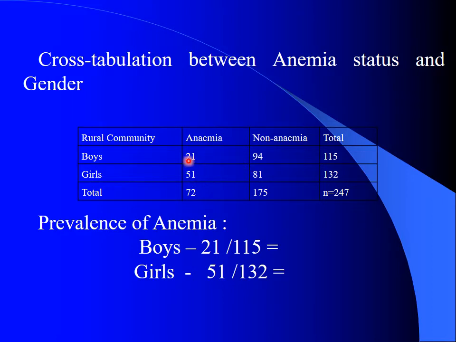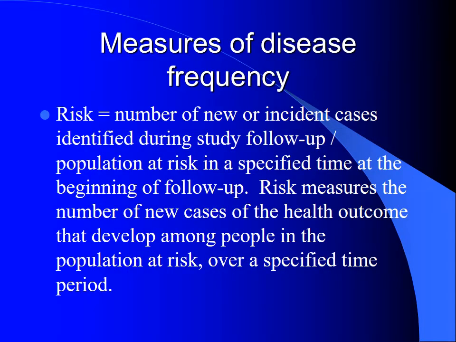So then what is the proportion of anemia among boys, which is 21 divided by 115, and what is the proportion of anemia in girls, 51 divided by 132. If you multiply it by 100, that could be called the prevalence of anemia also. When we don't multiply, we call it a proportion.